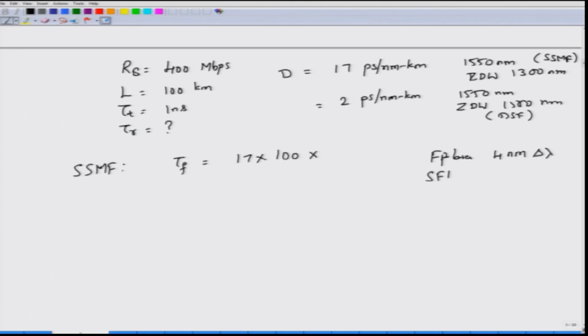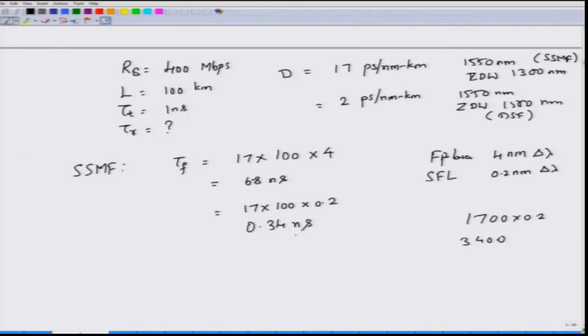Whereas a single frequency laser or a DFB laser has a width of only about 0.2 nanometer delta lambda. Okay. So, if I first operate with the FP laser, which corresponds to 4 nanometer, this will be around 6.8 nanoseconds, whereas the same value will be 17 into 100 into 0.2. So, this value is about 0.34 nanosecond, not 3.4 nanosecond. So, clearly the spreading due to the fiber is less here, but what is the maximum allowed system rise time?